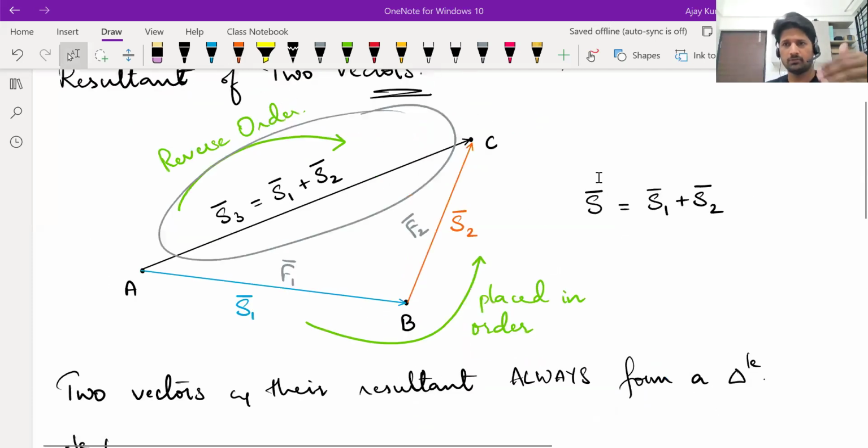Okay, so if you ever want to visualize the resultant of two vectors, take them in order first, put them in order. What do you mean by putting them in order? The second one's tail should be at the head of the first one. Once they are placed in order, you take them as two sides of a triangle, then the third side in reverse order will become their resultant. Okay, and it doesn't matter which vector you take first. Okay, I'll show you that also.